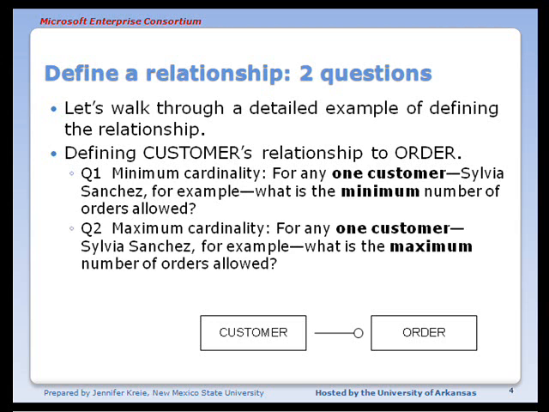The second question, for maximum cardinality: for any one customer, Sylvia Sanchez for example, what is the maximum number of orders allowed? And that would be many. We hope she'll place many orders with us. There's no upper limit. Occasionally there is an upper limit, even though you define the maximum cardinality as many, and you can notate that. A good example would be something like students enrolled in a class. You know, how many enrollees can you have in a class? You can have many, but the cap might be 30 because of the classroom size. So many doesn't always mean an unknown number of instances.